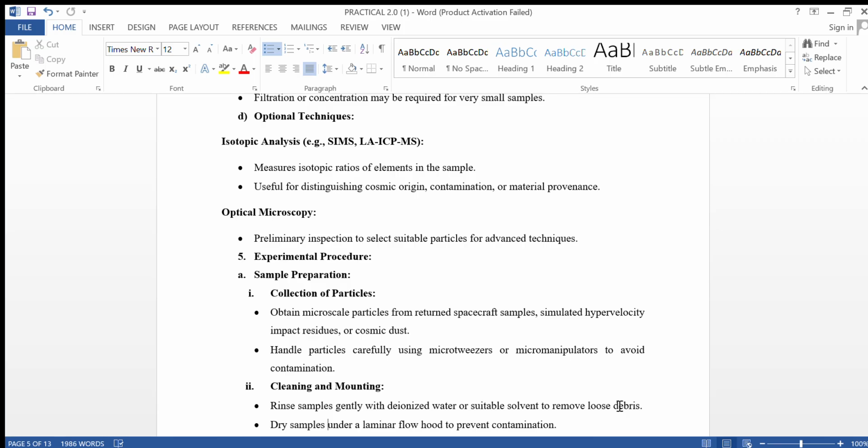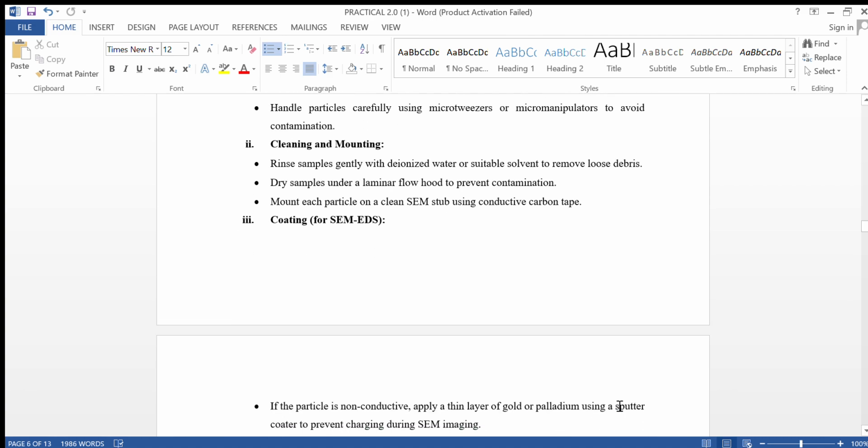returned spacecraft samples, simulated hypervelocity impact residues or cosmic dust. Handle particles carefully using micro tweezers or micro manipulators to avoid contamination. Cleaning and mounting, rinse sample gently with deionized water or suitable solvent to remove loose debris. Dry sample under a laminar flow hood to prevent contamination. Mount each particle on a clean SEM stub using conductive carbon tape.